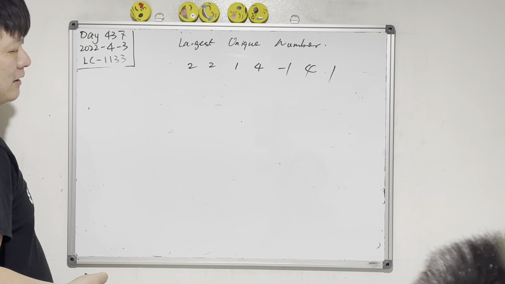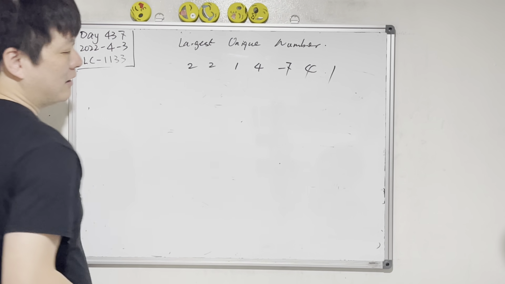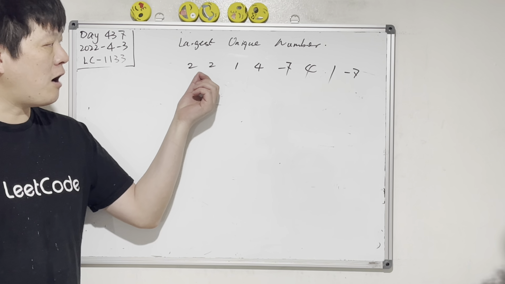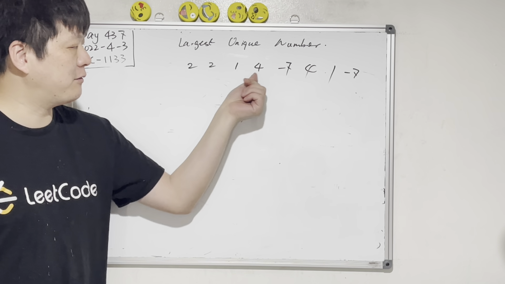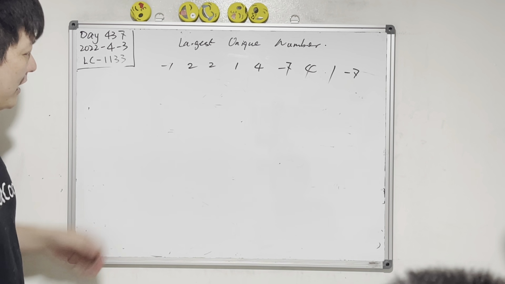Minus 1. Okay, let's change it to minus 7. What if all of them are 4, 4, 4? Now we don't have unique numbers, right? With 2, 2, 1, 1, minus 7, 4, 4, in this case we return minus 1, okay? Easy.